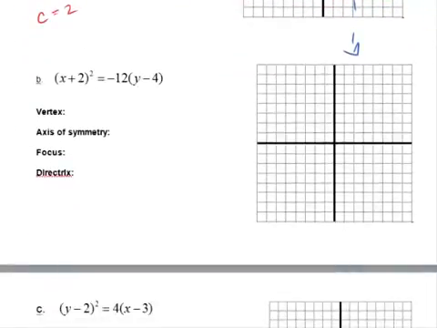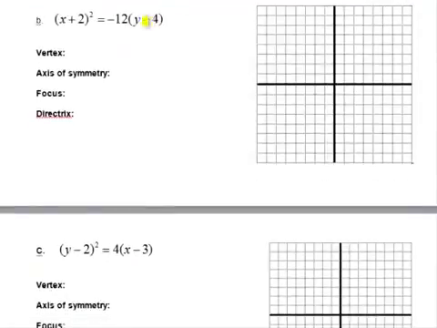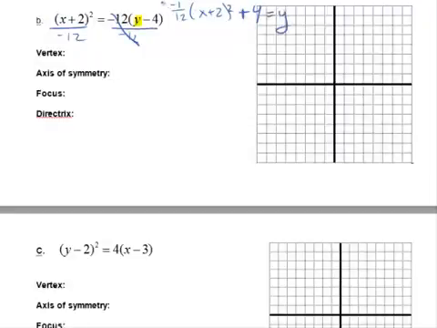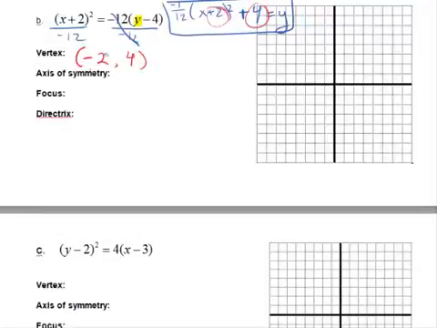All right, another example. So here we have, again, we need to get the y by itself. We're going to divide by -12 on both sides. And so we will have -1/12 (x plus 2) squared. Move the 4 over, so +4 equals y. That's our standard form. Vertex, -2, because it's opposite whatever this is, and then +4, because it stays the same. And then c value, well, -1/12 equals 1 over 4c. c must be a -3.